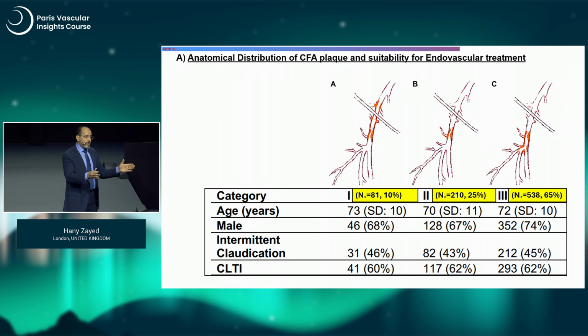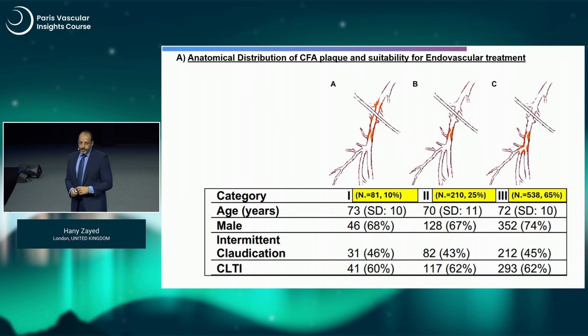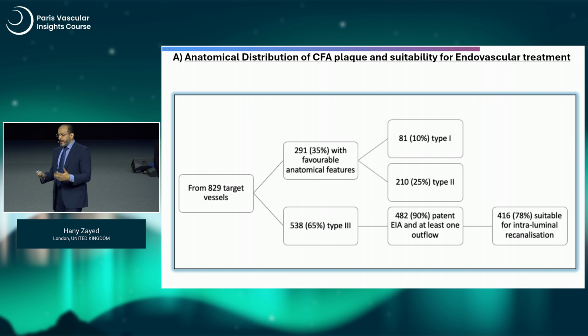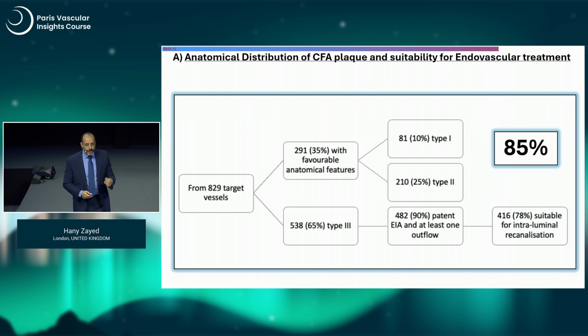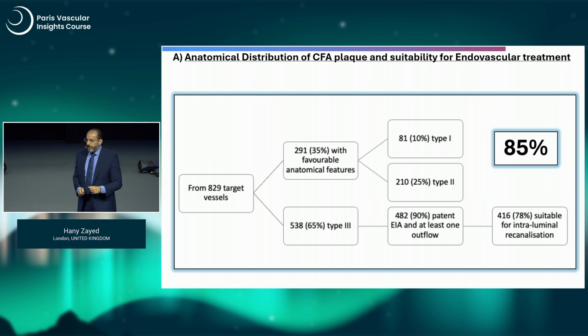So effectively, two-thirds of our patients who ended up with endarterectomy could have been considered for endovascular treatment. The 65% were the type where the disease extends to the bifurcation. But does this mean that they were not candidates for endovascular treatments? We dug deeper into the anatomy, and we considered that they could have been considered for endovascular treatments if they had a patent external iliac, stenosis rather than occlusion of the plaque, and then at least one run-off vessel. And if you include these criteria, 85% of the patients who ended up with endarterectomy could have been considered for endovascular treatment.